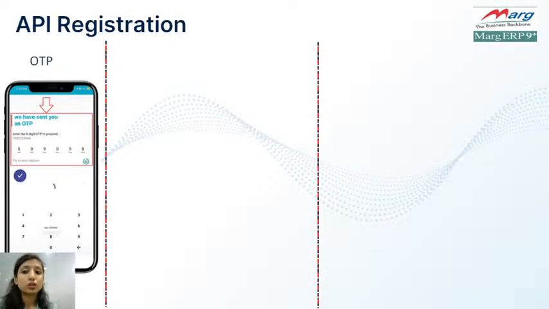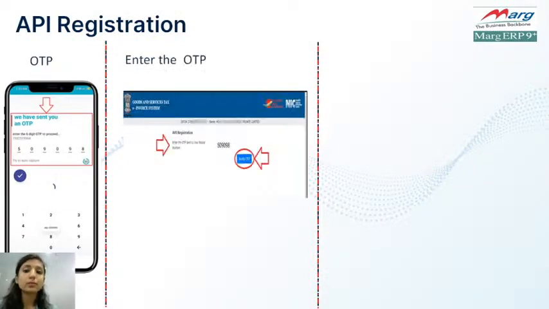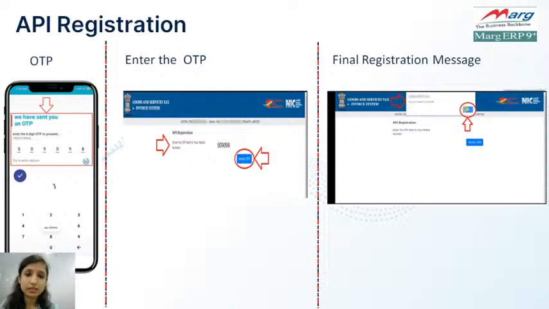Thereafter, you will get an OTP on your mobile number, and then you need to mention your OTP and simply click on Verify OTP. Thereafter, you will get the message that your API credentials have been created successfully. You just need to click on OK. And if the API integration part is clear to you all, please type OK in the chat box so that we will move forward to the next topic.